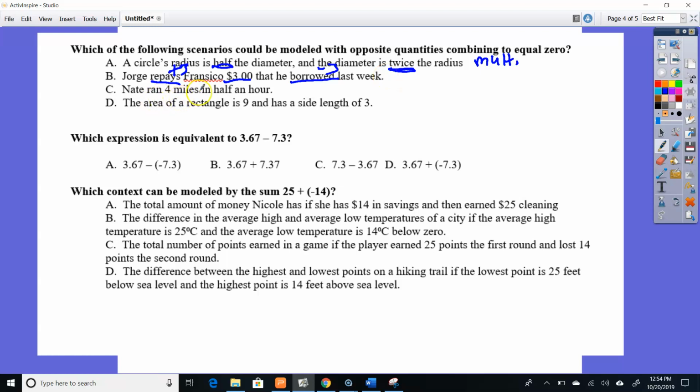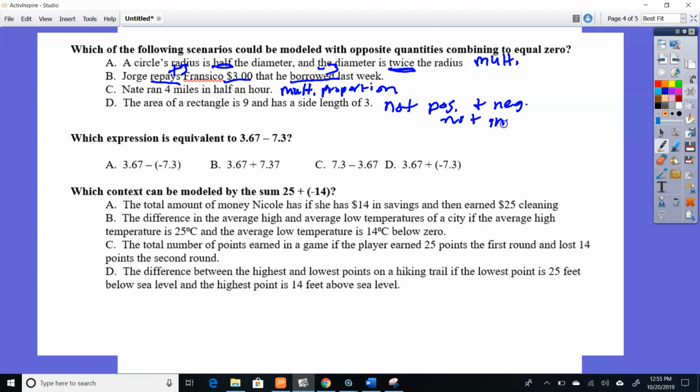Nate ran 4 miles in half an hour. No, that doesn't have anything to do with it. Okay, so this would be at most multiplication or a proportion. Nothing that would equal 0. The area of a rectangle is 9 and it has a side length of 3. Okay, again, nothing that has a positive and negative.